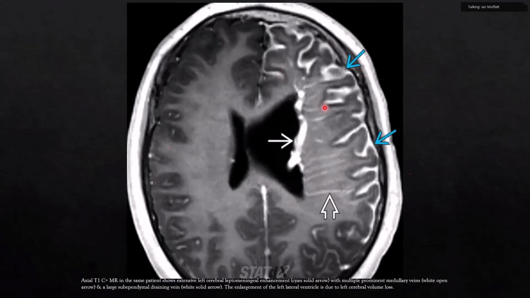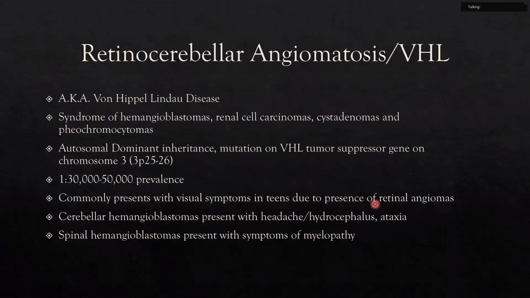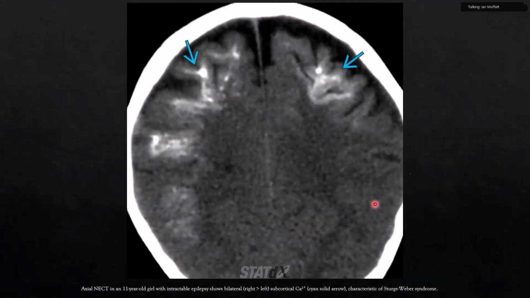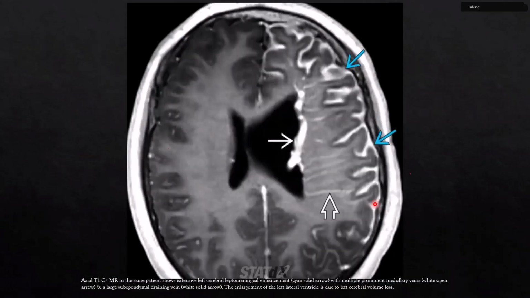And then we have extensive leptomeningeal enhancement in this patient with a prominent draining vein, just representing the collateral venous drainage pathways. And then you can see there's extensive ipsilateral cortical atrophy with dilation of the left lateral ventricle. Any questions on Sturge-Weber? It's a more isolated syndrome just to the brain, face, and eye. Right, moving right along.